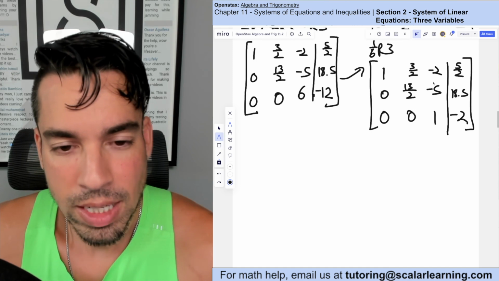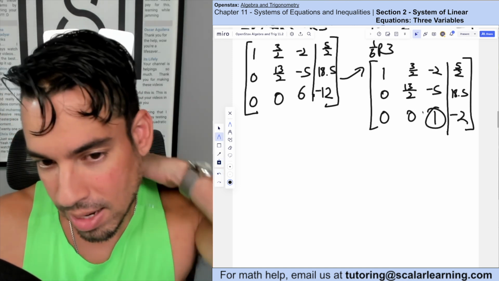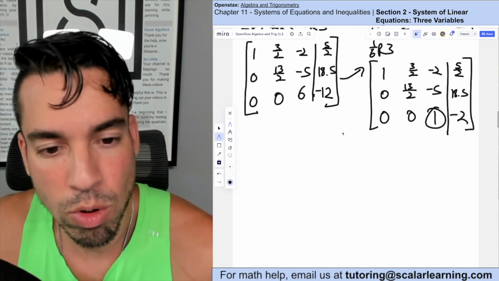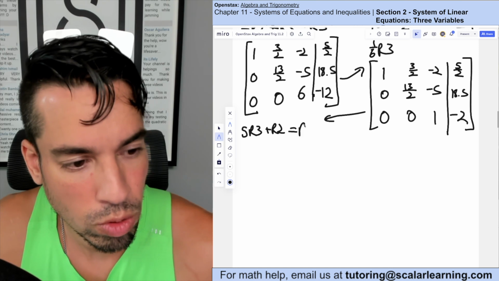What I'm seeing that's going to be easy next is I can flip this one to 0 simply by multiplying this by 5 and adding it there. So 5 times row 3 plus row 2 will be excellent here. Let's do that next. So 5 times row 3 plus row 2 gives us our new row 2.